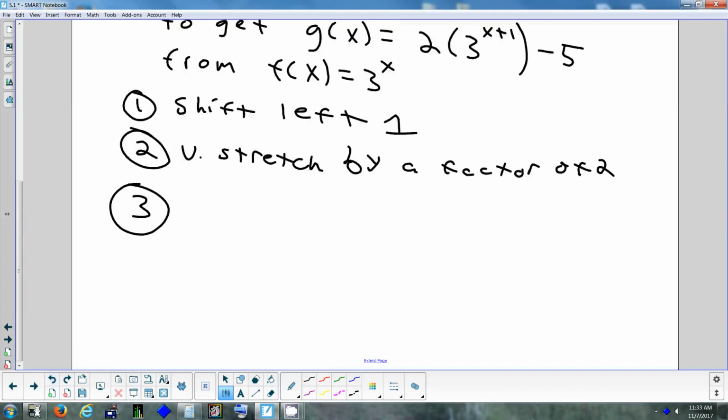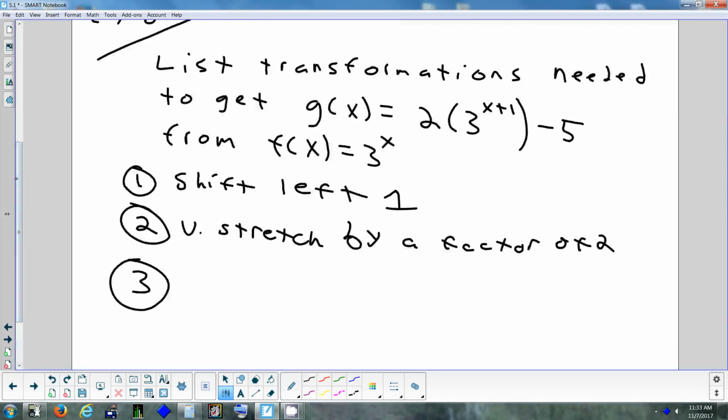And the last thing we got to look at is the minus 5. And what's the minus 5 going to do? Vertical shift. Can you be a little more specific? Down 5. Yep. So when you describe the transformation, just make sure you tell me the direction and how much. So shift down 5. If you want to say vertical, that's fine, but if you say down, I know up and down is vertical versus left and right is horizontal.